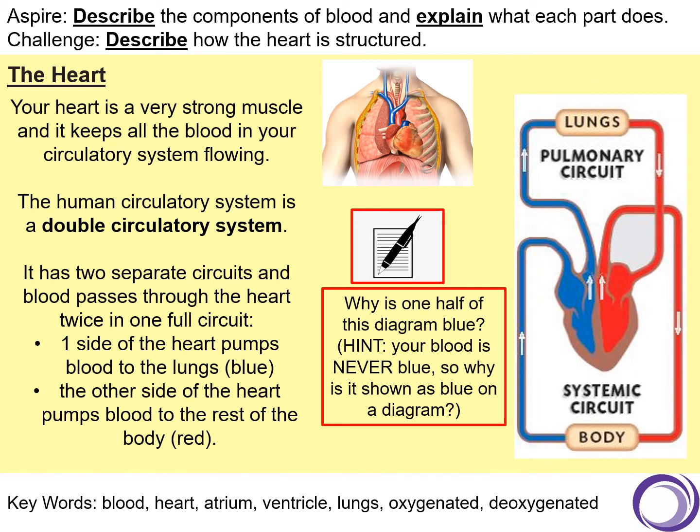Now, your heart is a very strong muscle. It's a muscle that is responsible for keeping all of the blood flowing around your body. And the human circulatory system is actually made up as a double circulatory system. So it has two separate circuits, and the blood passes through the heart twice, but in one full circuit.